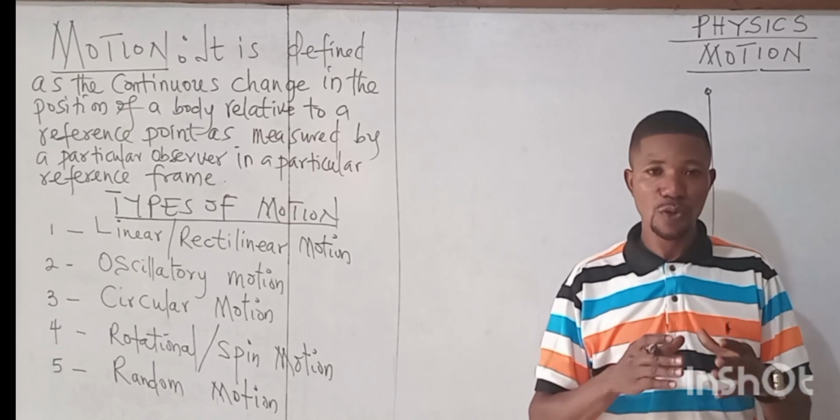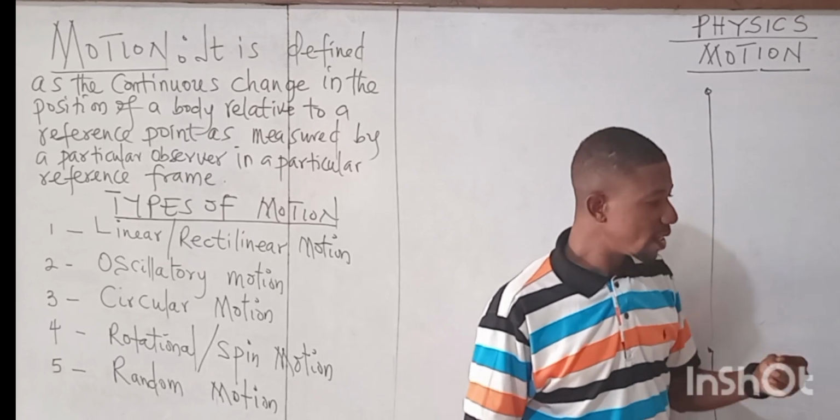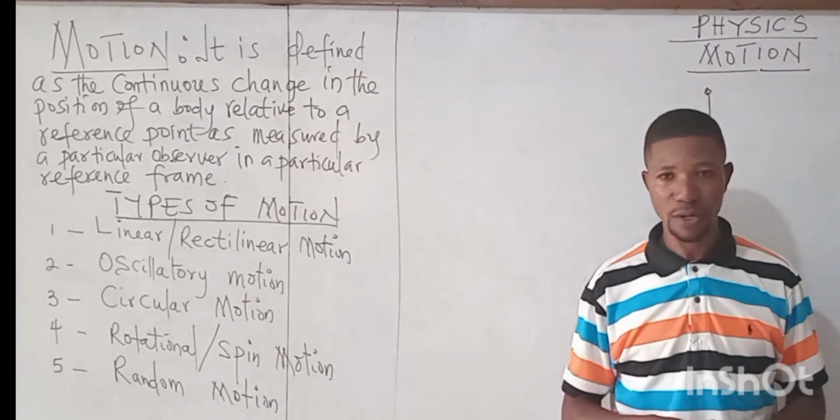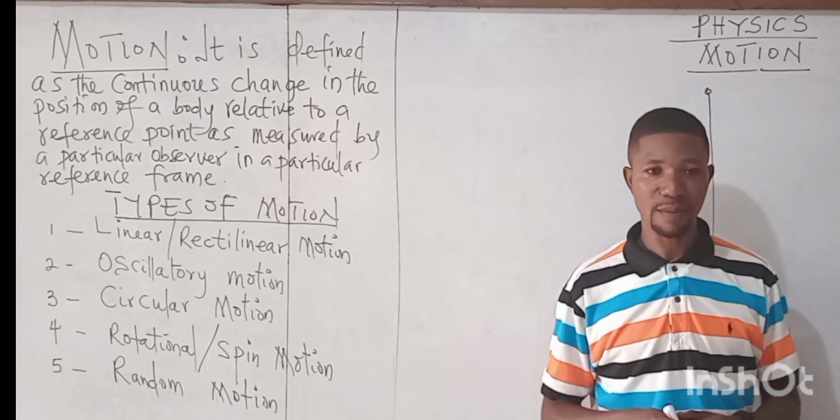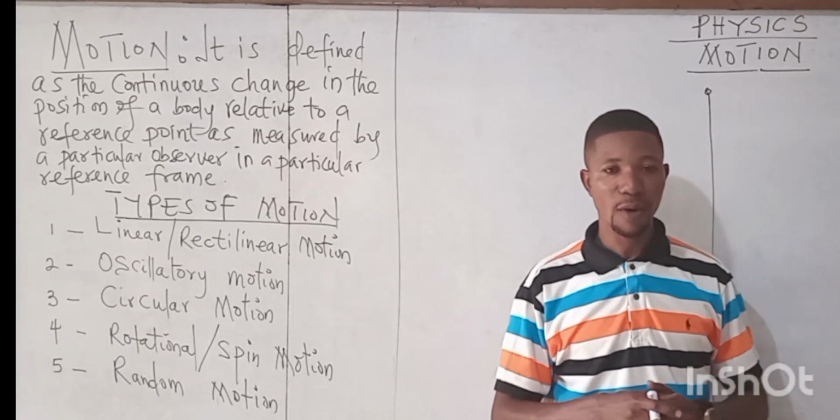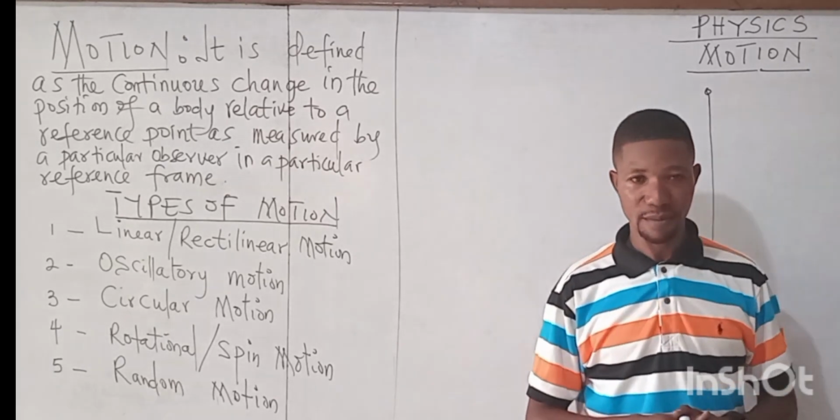So what we are supposed to know about motion is that there's always a change in the position of the body, or there's a change in the direction of the body with respect to time. And it is being determined by who is observing what is happening at a particular point in time.